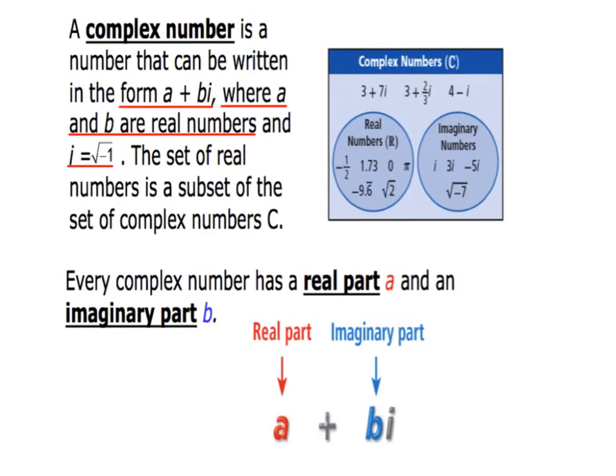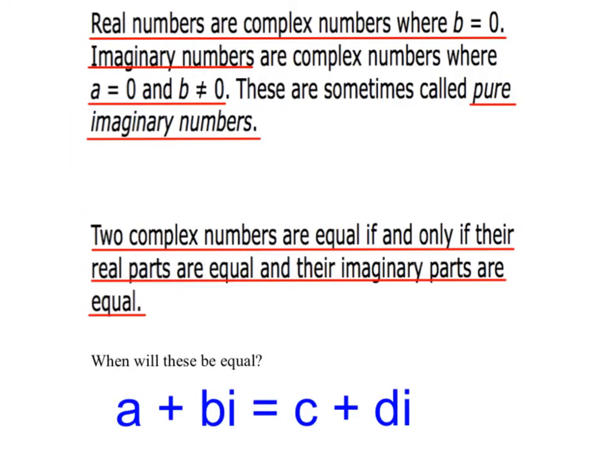So go ahead and pause and get this slide down in your notes. Now, let me explain a little bit further. I want you to know that real numbers are complex numbers where the b value is equal to 0. And imaginary numbers are complex numbers where the a value is equal to 0. And of course, the b value cannot equal 0.